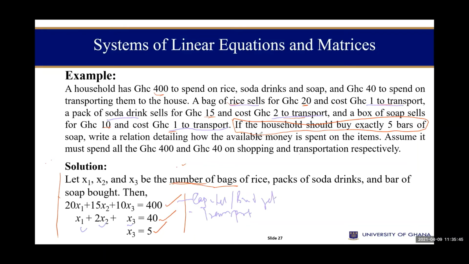We have another caveat here, which is not necessarily a resource to spend. Let's name it a demand constraint. We are to buy exactly 5 bars of soap. Therefore, X3 should be equal to 5. We should buy exactly 5. X3 is equal to 5. So this becomes our modeling for the whole problem. What we have done is formulate the problem in a simple form.